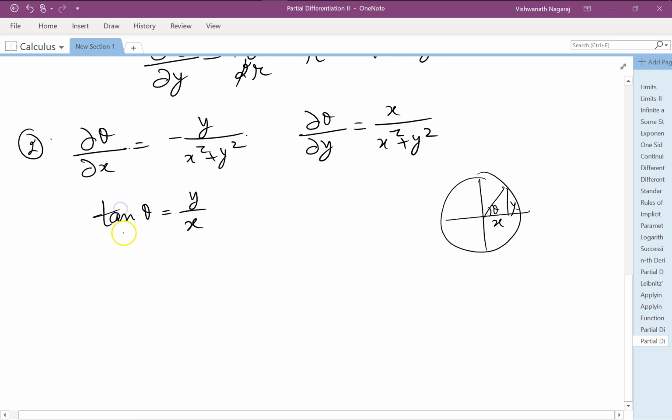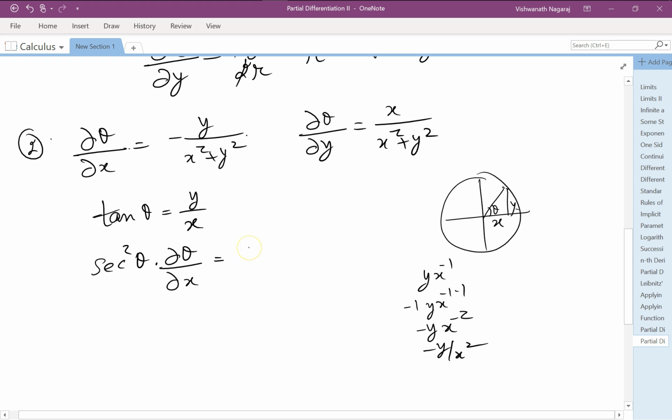Tan theta, when we differentiate, first we take care of tan and then the theta. So this will be sec square theta times dou theta by dou x is equal to, remember this can be written as y x to the power of minus 1. So minus 1 y x minus 1 minus 1. So minus y x minus 2, which is y by x square. Right? Just in case these things should happen in your mind.